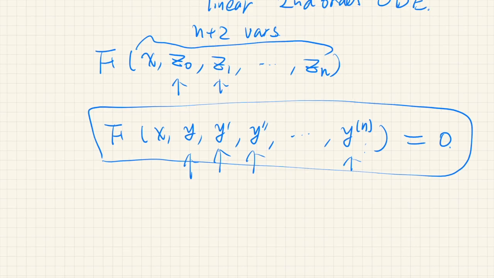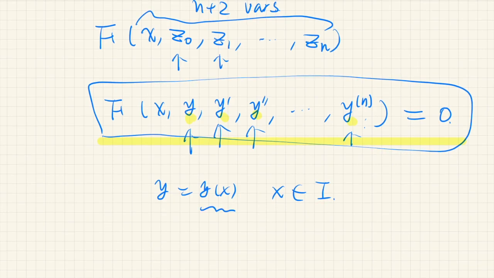Now, suppose we are given this equation first, without knowing these functions, but it is known that the function y satisfies this equation, this ordinary differential equation. Then any function y equal to y of x for x in some interval, we say this function is a solution of this ordinary differential equation.